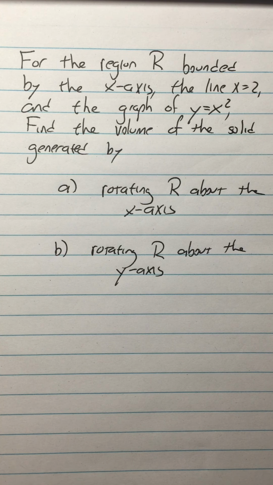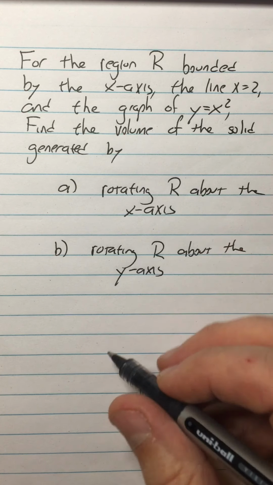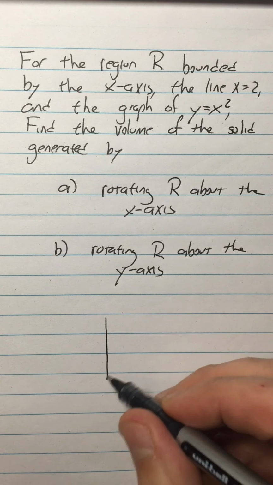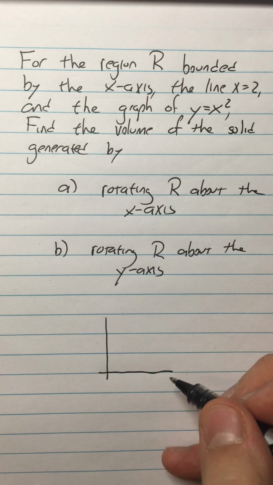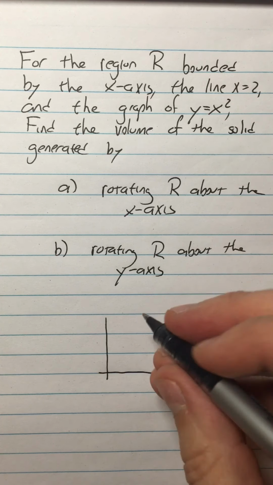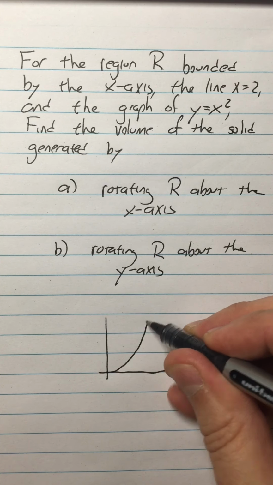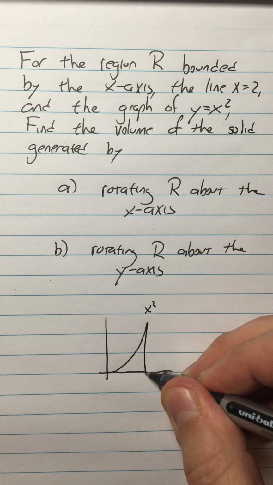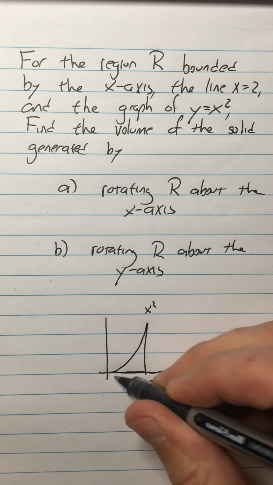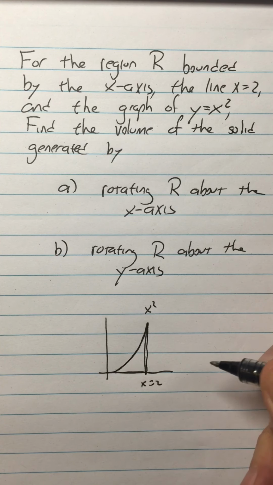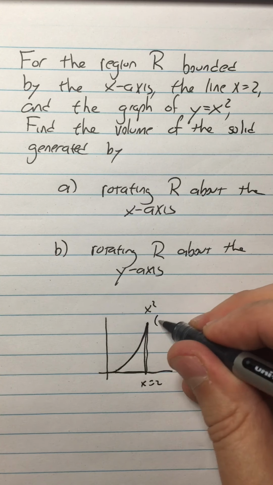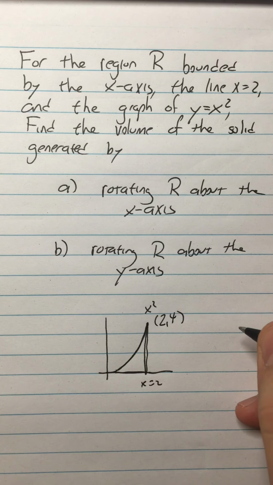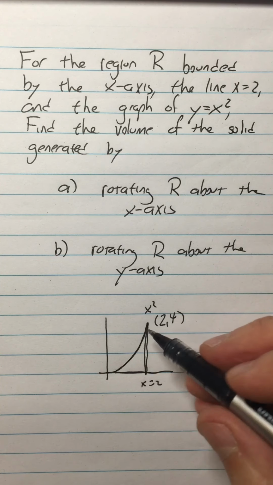All right, so whether you've tried it or not, I always recommend starting with a sketch. You don't really have to draw these, but I find it helpful to really know what you're dealing with. So we have y equals x squared, and we have x equals 2, and we have the x-axis. So this is our region right here. It's easy to figure out that this is the point (2, 4), and that's going to give us our limits of integration in both cases.